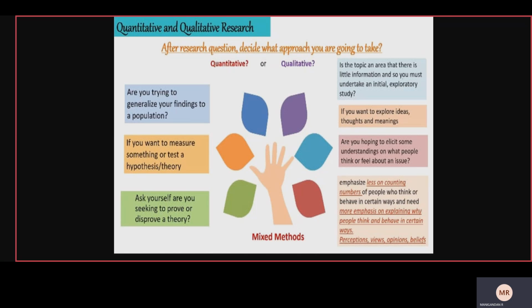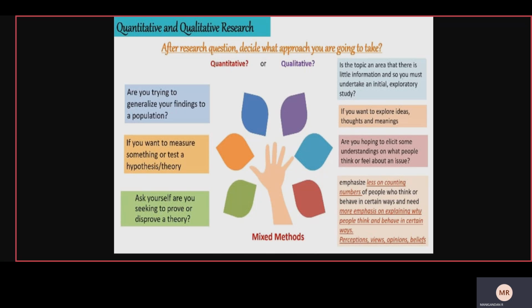After the research question, so we need to frame the research question, and then finally you need to decide whether you are using quantitative or qualitative, or a mixed method. Qualitative in the sense means the main important thing is that you need to focus on the primary data. Quantitative in the sense means the statistical, numerical data. If you want to measure something or test a hypothesis in a theory, it is through numerical values. But coming to the qualitative, you need to get the raw information, the primary data.